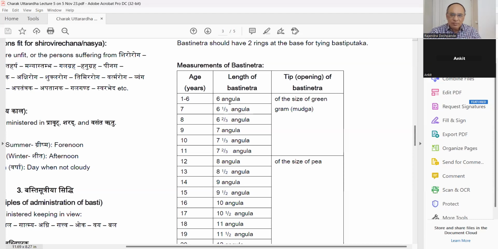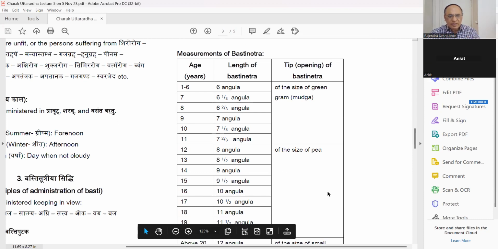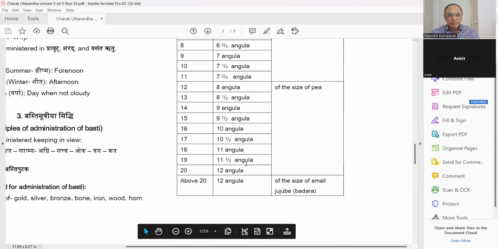So 6 angula. Then at 7 years, it should be 6 and 1/3 angula. Then at the 9th year of age, 7 angula. Then at the 12th year of age, it should be 8 angula Basti Netra. Then at 16 years, it should be 10 angula Basti Netra. Okay, I think that is sufficient to understand. As the age increases, you can increase the length of that particular nozzle. At about 20 years, 12 angula is the maximum size of the Basti Netra. Okay, let us move further.